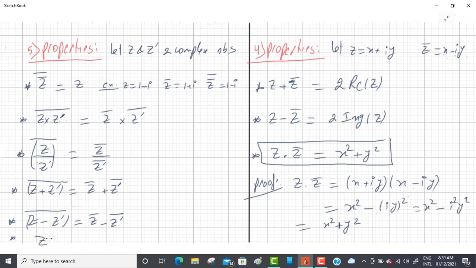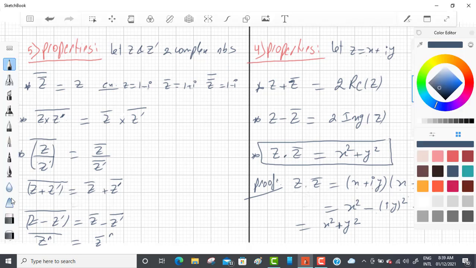Finally, the conjugate of z to the power n equals the conjugate of z to the power n. So you can always distribute the conjugate. For example, if you have z equal to (1 minus i) times (1 plus 5i), and without finding the algebraic form you need to find z bar, it's simply (1 plus i) times (1 minus 5i). You only have to change the sign of i.